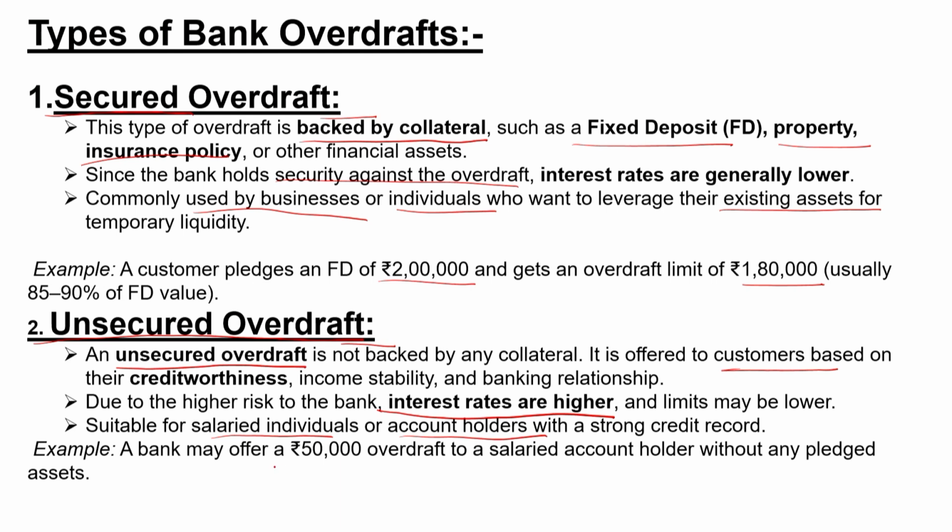So a bank can offer rupees 50,000 as an overdraft facility to a person who has a salary of 1 lakh rupees per month in their bank account, without any pledged asset against such kind of loan. So this is the unsecured overdraft.